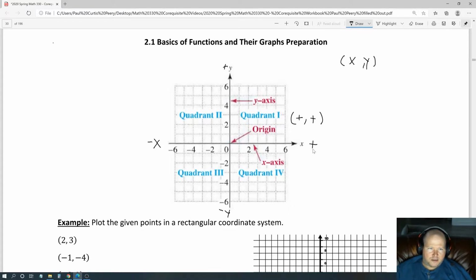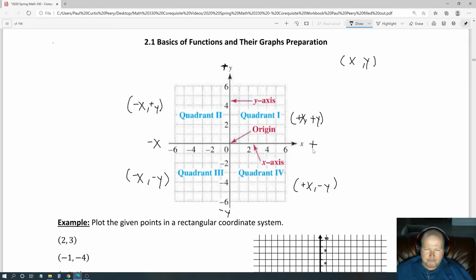If we go over to quadrant 2, I can put x's here and y's there. Now it's a negative x value, but a positive y value. We go down here, and it's still a negative x because it's to the left, but now it's also a negative y value. And if we go over here, we're dealing with a positive x value, but still a negative y value.